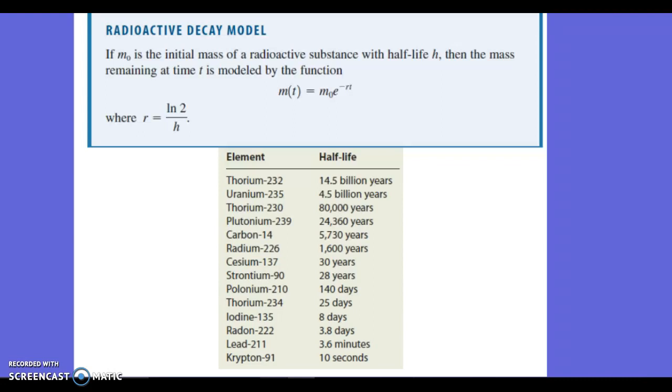So your r is ln 2 over h. This is always ln 2. That's how you're going to find your r. So it's m sub 0 e to the negative rt. So what we're going to do is find the rate. These are just some half-lives. You don't have to write these down and memorize them, but if a problem is telling you the half-life, know that you need that piece of information.